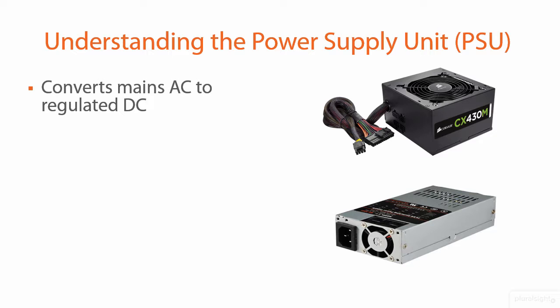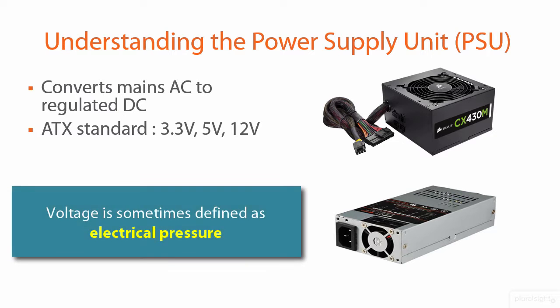A PSU converts the alternating current wall power coming in from your electrical outlets to regulated direct current. The computer doesn't use AC. The computer uses direct current, or DC. Now, the standard voltage is an electrical term that refers to a potential difference. In other words, from one point to another, you have some difference in voltage, and voltage tends to go from where it's higher to where it's lower.